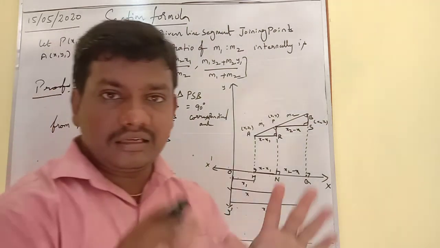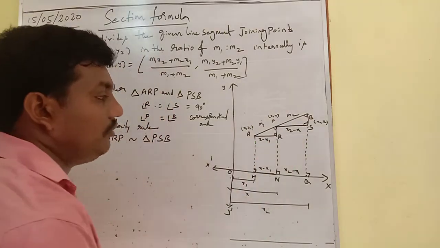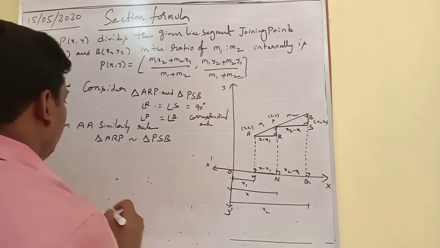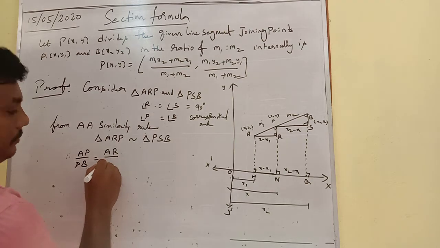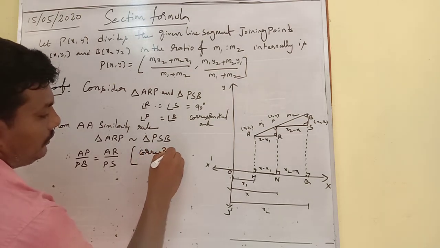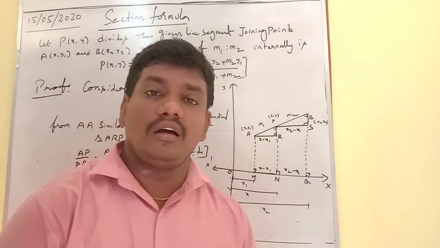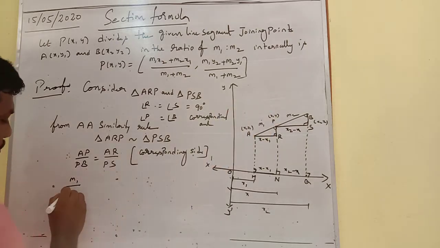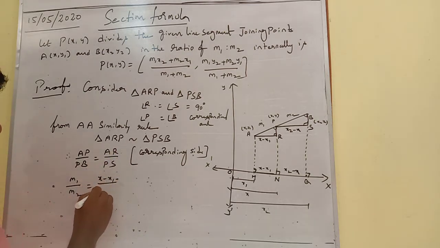When two triangles are similar, their corresponding sides are in the same ratio, or proportional. The corresponding sides are AP and PB, and AR and PS. Therefore AP by PB is equal to AR by PS. Now AP is M1 and BP is M2, and AR is x minus x1 by x2 minus x.